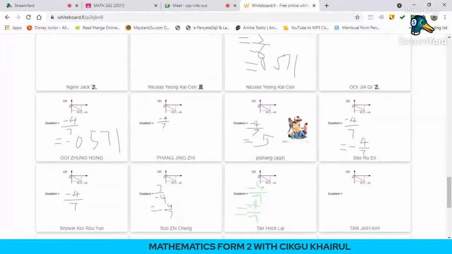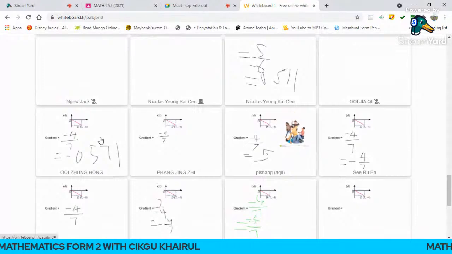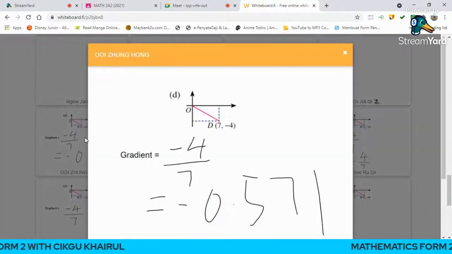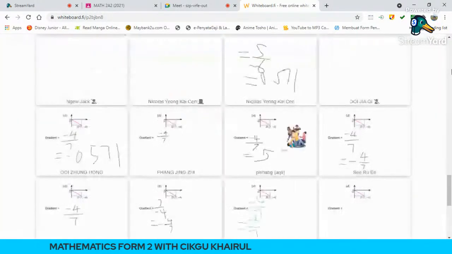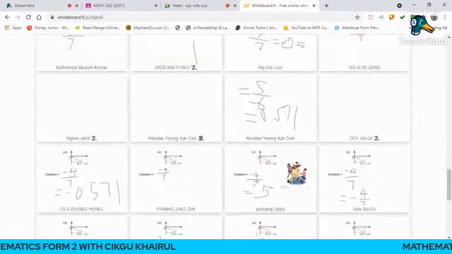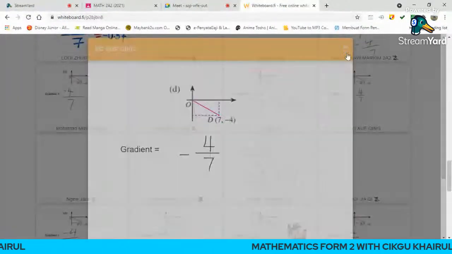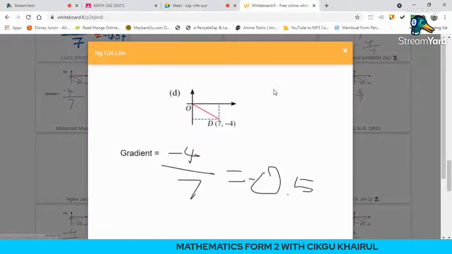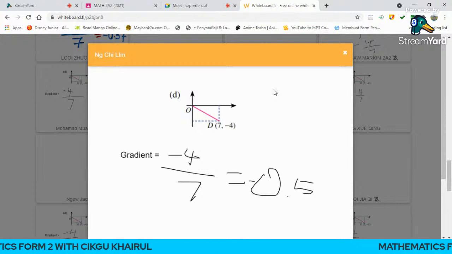Oi Jung Hong, you write in decimal. Like I said, no need to write in decimal. Nicholas also same, negative 0.571. Gradient usually we write only in fraction, not in decimals. Ng Chi Lim, negative 4 over 7, but you write the answer negative 0.5. I think this is wrong.